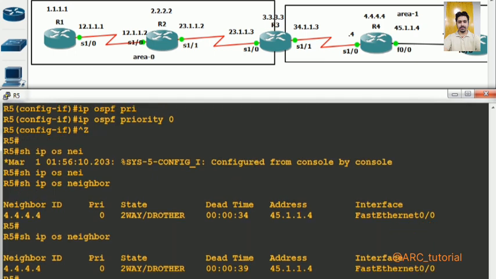But if you configure priority as 1 on only one end, then they can form neighborship and their adjacency can move into the full state.